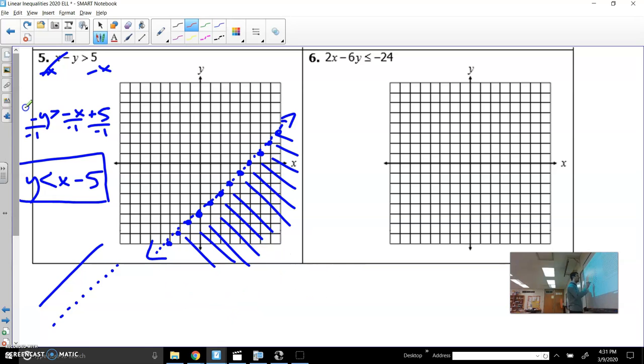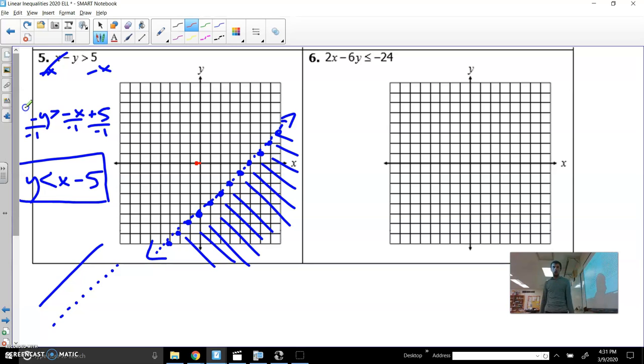However, let's try the point 0, 0. 0, 0 is the origin. The origin is not in that shaded region. If you do 0 minus 0, would that be greater than 5? No. 0 is not greater than 5, and that's why it's not in the solution.